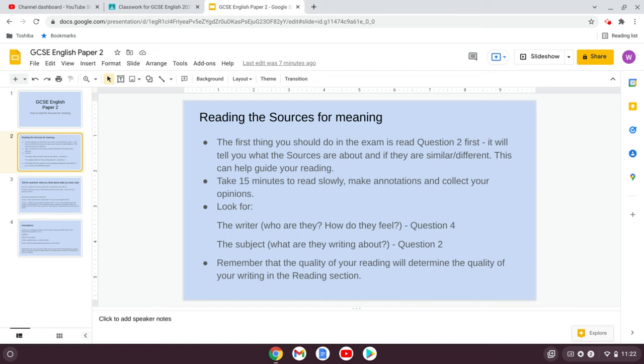That's going to directly link into question 4. And also, what are they talking about? Okay, what is the point of the thing they are talking about? Because that's also directly linked to question 2, which, of course, if you've looked at it first, you already know. But those are the 2 key things you need to be getting out of your reading. Who is it? How do they feel? And what are they talking about?